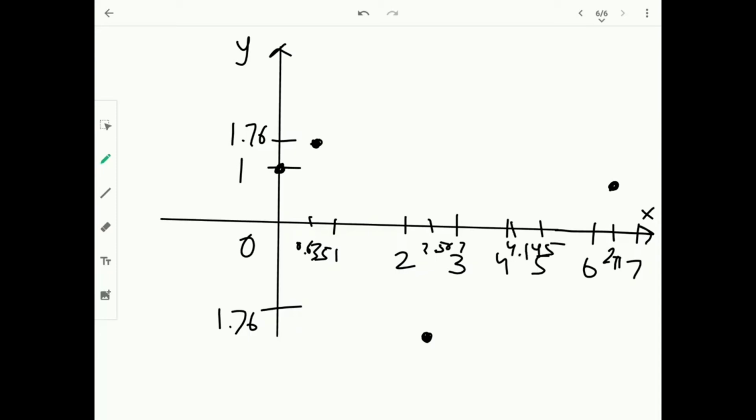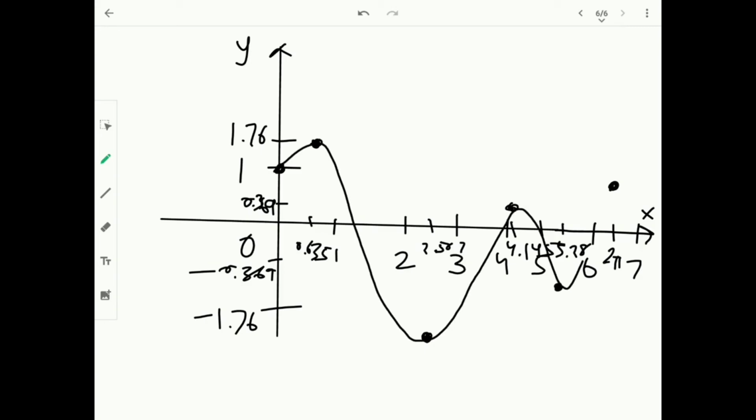4.145, 0.369 here approximately, and then 5.28 and minus 0.369 here. All I have to do is connect the dots, so you get a rough graph looking like this, and this increases, and this like this, and this is how the graph looks.